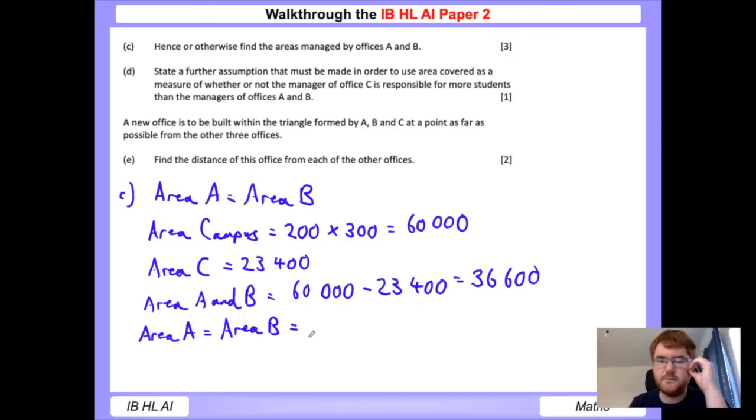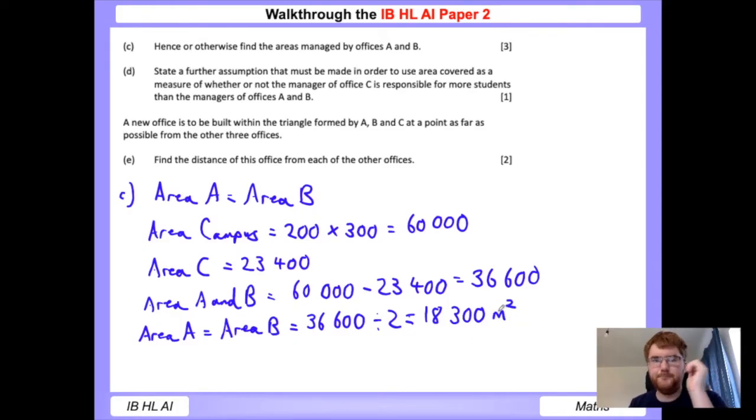that's going to be equal to that divided by 2. Probably being a bit overkill on the working here. If I've got time, I would do this in the exam. So the area of both of these, 18,300 meters squared. Okay, so that's C done.